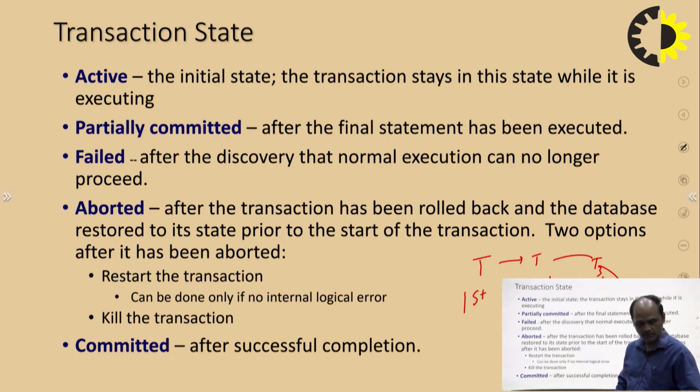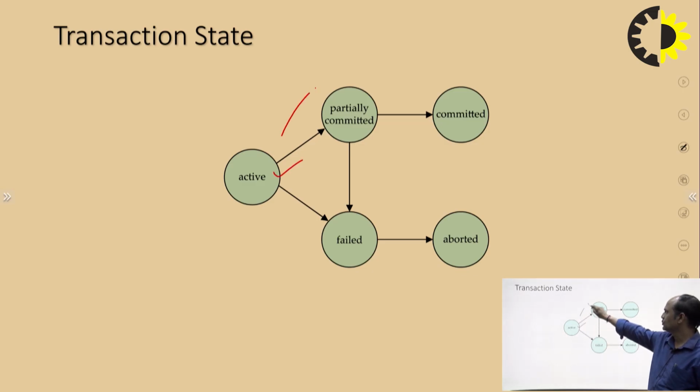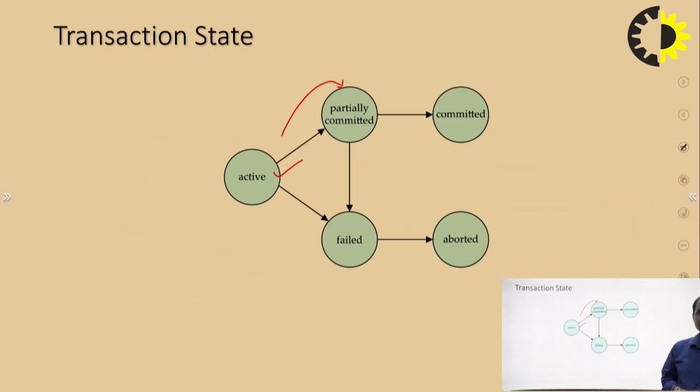Suppose we have a diagram of these states, then we can easily understand all the states from this diagram. We start our transaction from the active state, then the transaction goes to partially committed. What do we mean by partially committed? Partially committed means after the final statement has been executed. And between the partially committed state and the committed state, these two states are there.